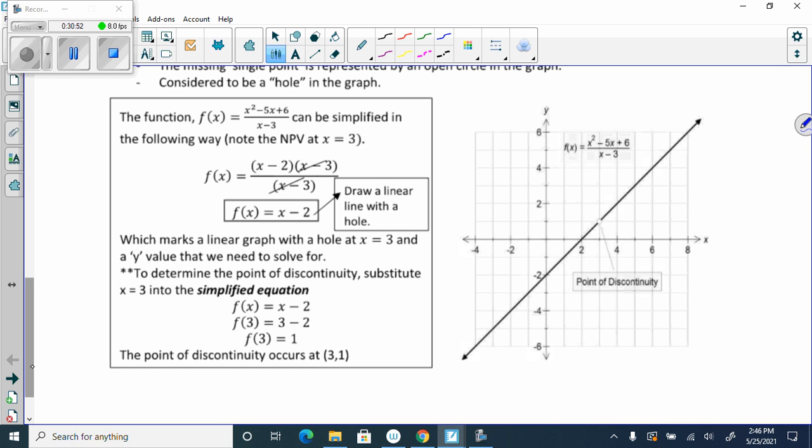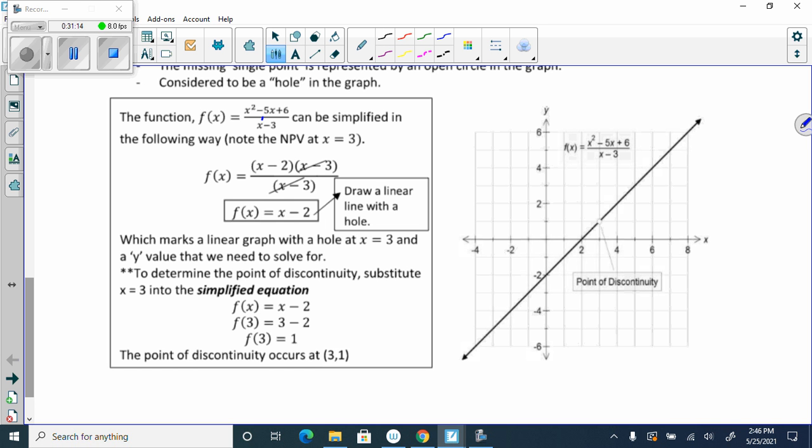Now my numerator is actually a larger degree than my denominator. We haven't had that yet. So my numerator is degree 2. My denominator is degree 1. Do you see that? So our numerator is actually bigger than our denominator. Well, the first thing we have to do is actually factor the numerator. When I factor the numerator, I get (x minus 2)(x minus 3) over (x minus 3).